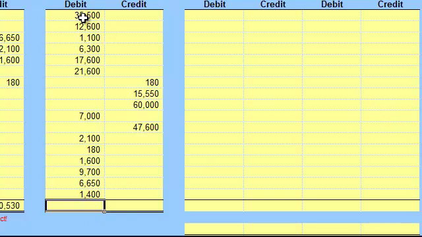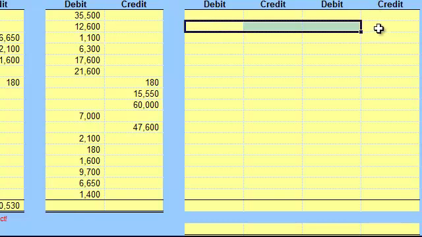And what I need to do here is add up my debit column, add up my credit column, make sure they balance, and if they do, I'm ready to move on. And I'm not going to take the time to add those up, but I'll stop here and pick up the next video to talk about how to prepare the income statement and balance sheet sections.